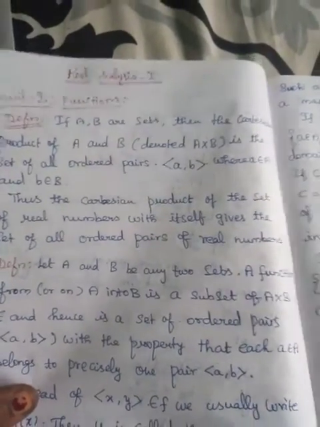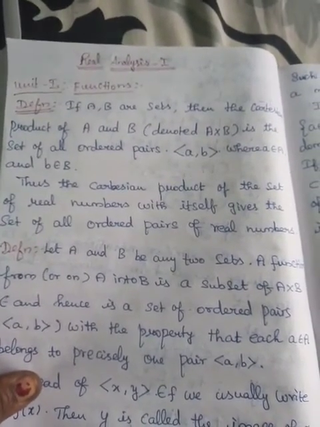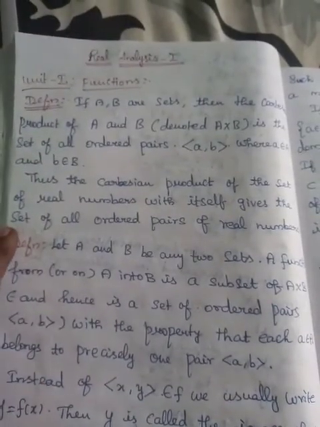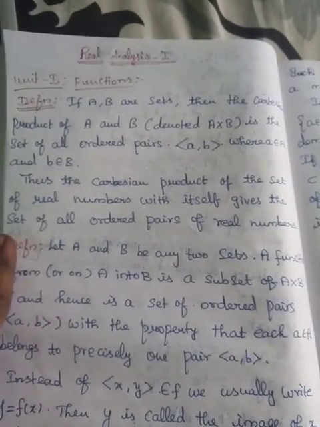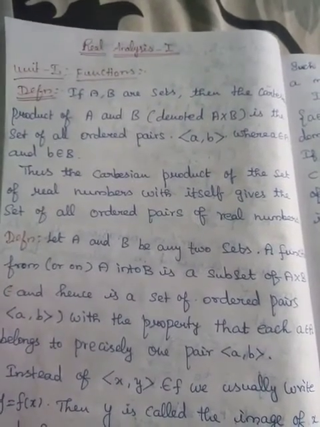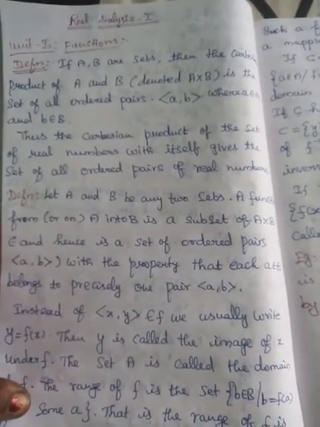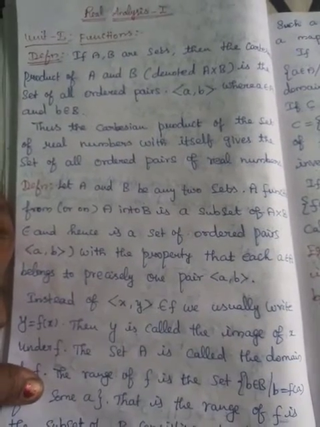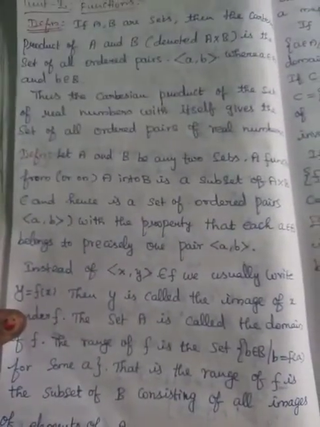Definition: if A, B are sets, then the Cartesian product of A and B, denoted A × B, is the set of all ordered pairs (a, b), where a belongs to A and b belongs to B. Thus the Cartesian product of the set of real numbers with itself gives the set of all ordered pairs of real numbers. Next definition: let A and B be any two sets.